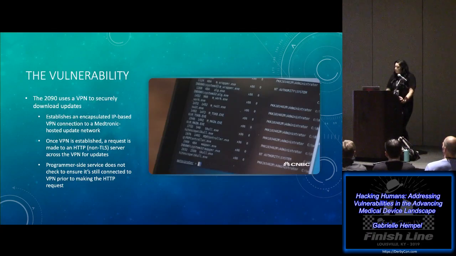In essence, the 2090 uses a VPN to securely download its updates, but doesn't verify that it's still connected to the VPN before downloading the updates. The device will establish an encapsulated IP-based VPN connection to a Medtronic-hosted update network. Once established, it makes a request to an HTTP non-TLS server across the VPN, which responds and provides the updates. However, the programmer-side service responsible for this HTTP request doesn't check to make sure it's still connected to the VPN before actually making the request.